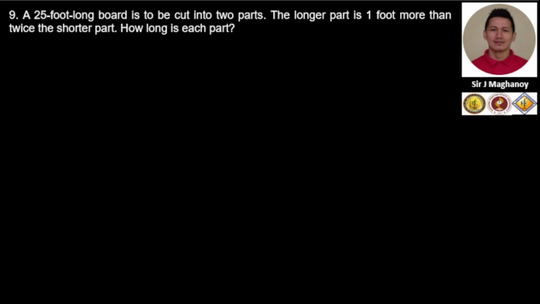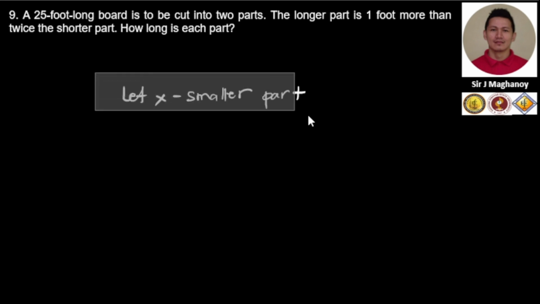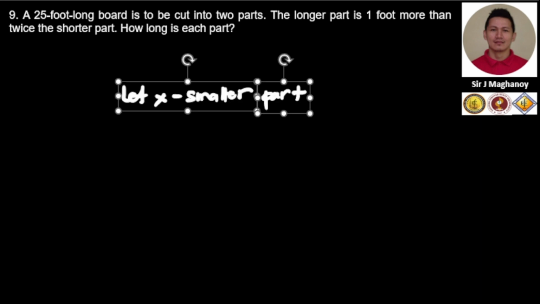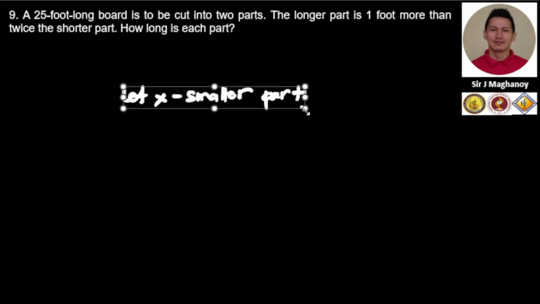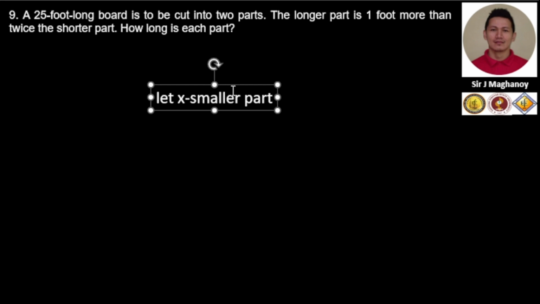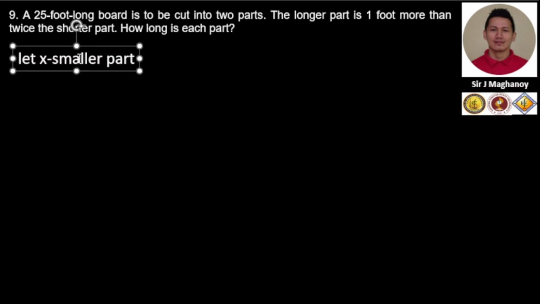Okay, so first we need to assume our smaller part. So we let x be our smaller part of the board. So this is our smaller part. Okay, so since we are tasked to determine how long is each part, we let x be our smaller part.